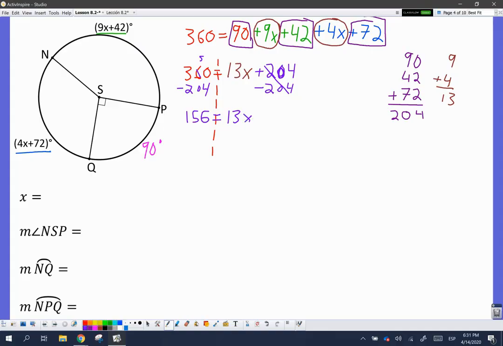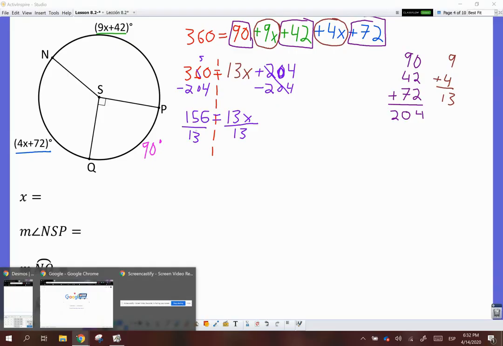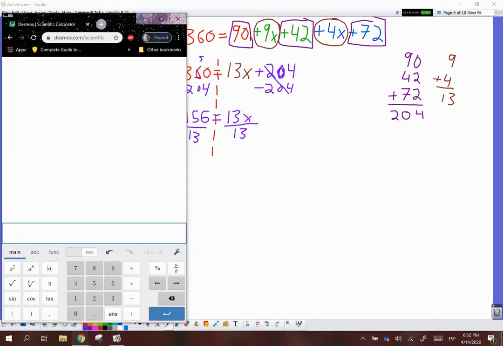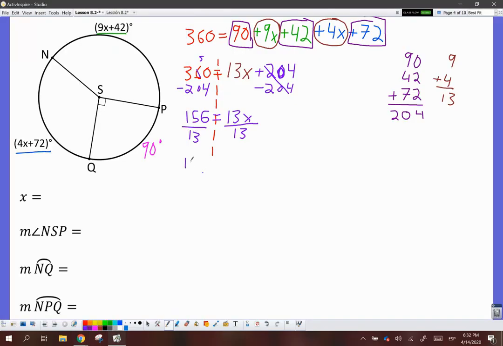13x. Now, since this is 13 times x, to cancel out times, I'm going to divide. So I divide both sides by 13. Now, I don't know what 156 divided by 13 is off the top of my head, so let's divide it out in the calculator. So 156 divided by 13 gives me 12. And on this side, the 13's cancel out, and I'm left with x. So x equals 12.